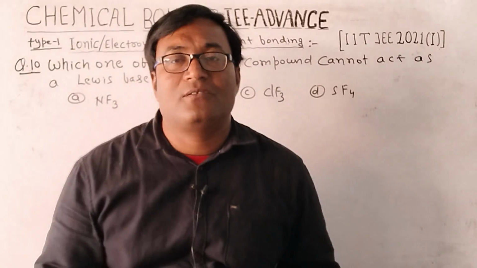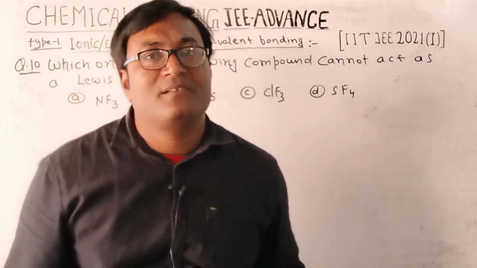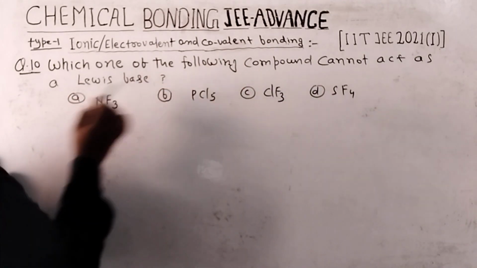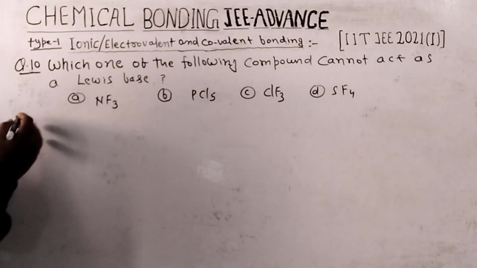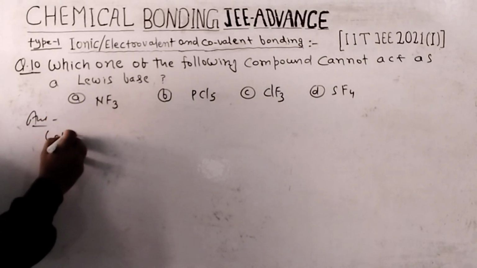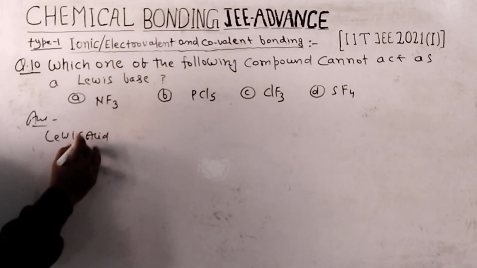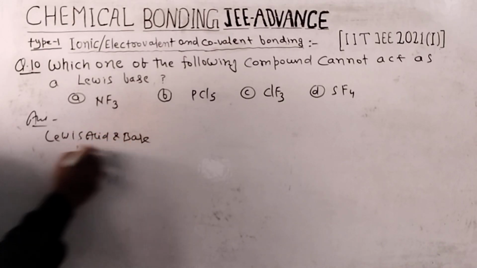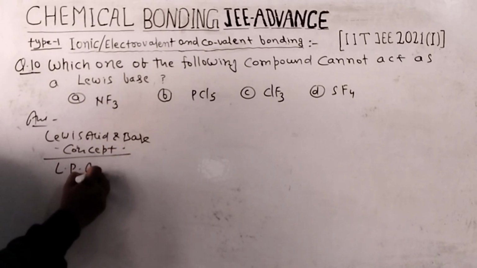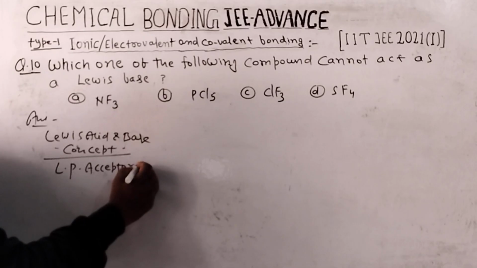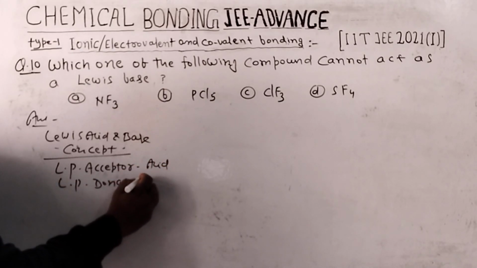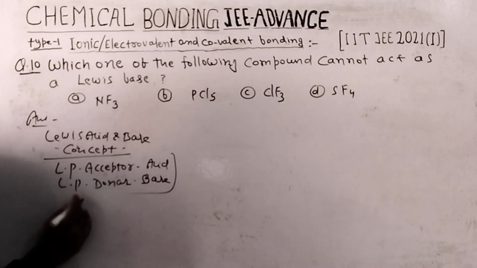Now question number 10 is based on the Lewis acid and base concept. According to question number 10, which one of the following compounds cannot act as a Lewis base? So the answer is based on the Lewis acid base concept. According to the Lewis acid and base concept, a lone pair acceptor species is known as an acid, and a lone pair donor species is called a base. So one by one we can check.